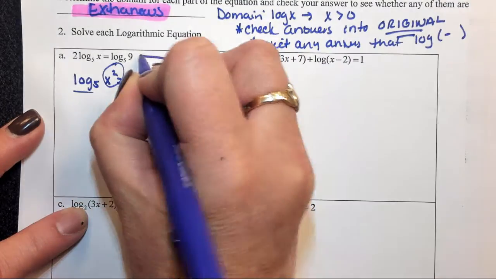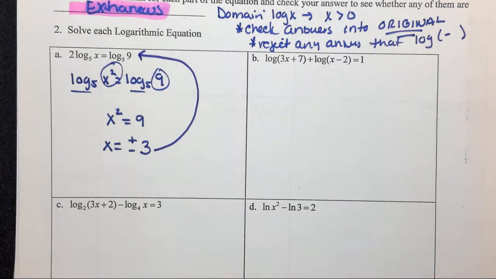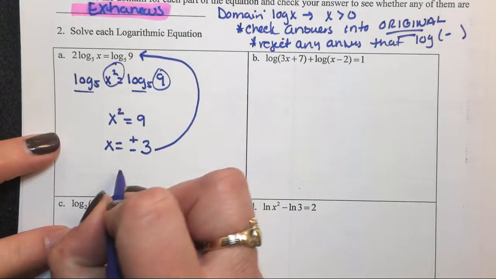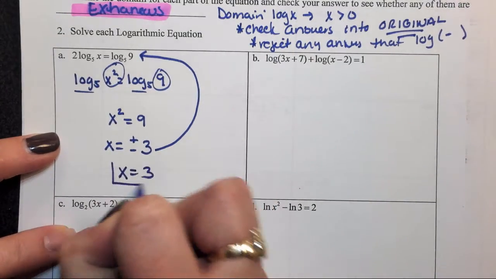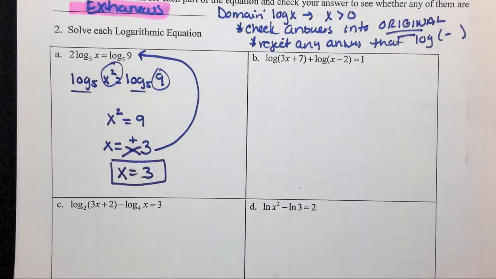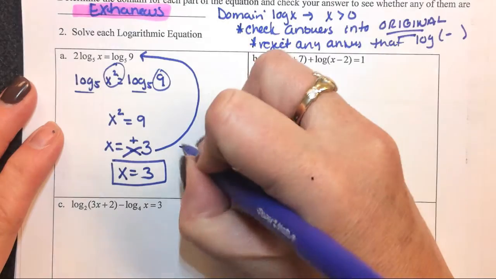But now what do you have to do? You have to check your answers. Remember, you don't go back into the smushed one. You go back into the original. If you plug in a positive 3, I'm good. Well, can I keep that negative 3 as one of my answers? No. So I have to reject the negative 3. So my only solution then is going to be x equals 3. So you have to reject that negative. Okay, remember, you cannot take the log of a negative number.